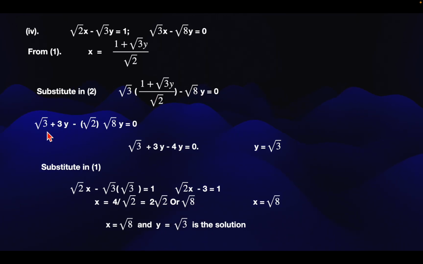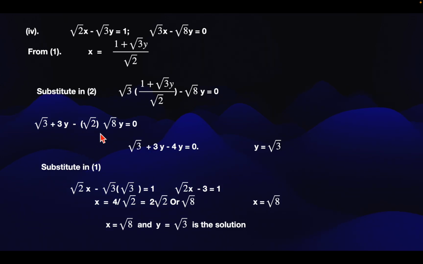Now open this bracket. When you open it, this becomes root 3, and root 3 into root 3 is 3y. So upon root 2 it will be, the root 2 is the LCM. So again I have multiplied it with root 8 like this, and the LCM, when we take it to the right hand side, where it's 0, it becomes 0.